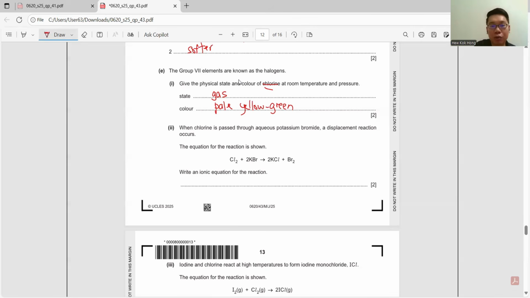When chlorine is passed through aqueous potassium bromide, a displacement reaction occurs. The equation for the reaction is shown. Write an ionic equation. Everything that can form ion, we change to ion form. Chlorine is not ion, that's why we remain Cl2. We have 2 potassium ion and we have 2 bromide ion. Here also ion state, 2 potassium ion, 2 chloride ion. Bromine is not ion. Everything same on the left, right, we remove. So this remove, K we remove, then the balance we just copy down. This is the ionic equation for this reaction.